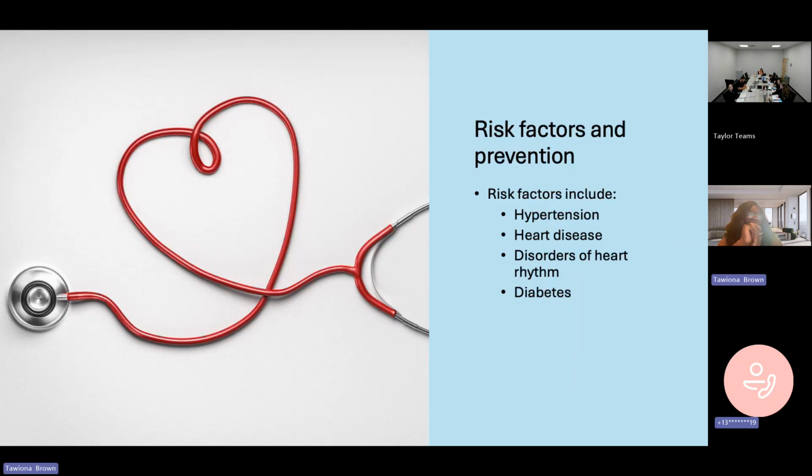So now let's transition into what are some of the risk factors of someone who has suffered from a stroke or who's predisposed to having a stroke. When we talk about risk factors, you can have risk factors that are modifiable, and then you can have risk factors that are non-modifiable. Make sure that you understand the ones that are modifiable versus the ones that are non-modifiable. So those risk factors can include hypertension, heart disease, cardiac dysrhythmia or disorders of heart rhythm, and diabetes.